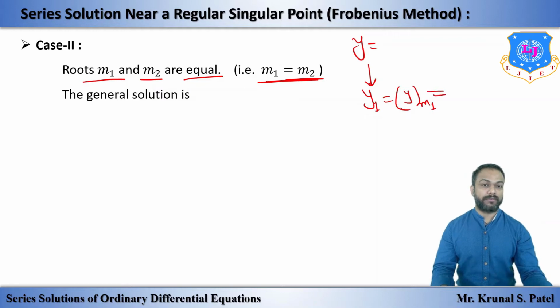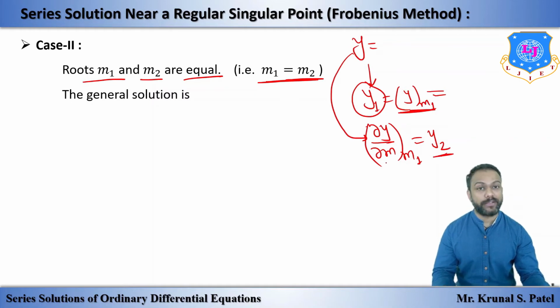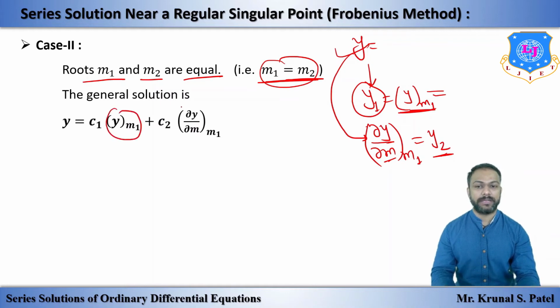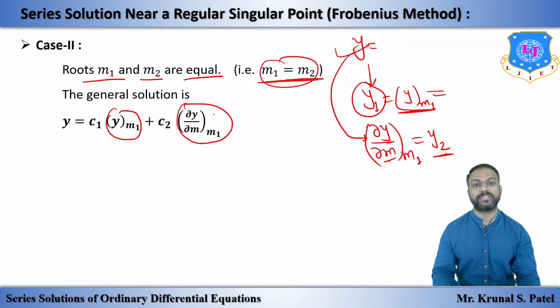Okay, so we have y1, and to find the second solution we will differentiate this y with respect to m partially, and then we will put m1, which is our second solution. So y1 is the same as in the previous case, but to find y2 we have to differentiate this y partially with respect to m, and then we will put m1 or m2 because both are equal. So this is our general solution. This is our y1 and this is our y2.